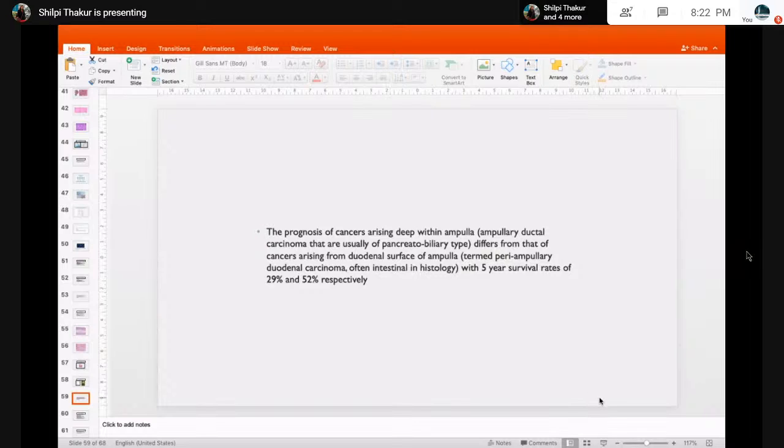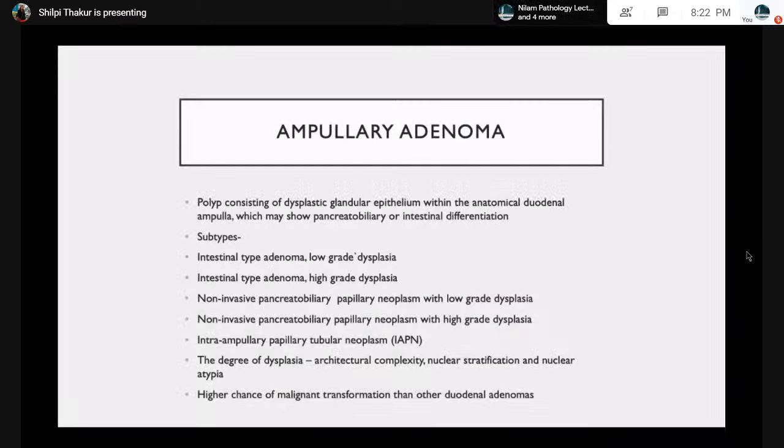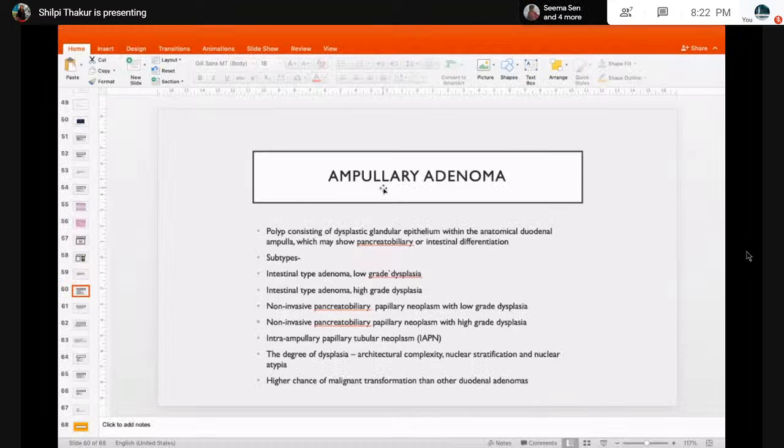So we need to know whether the tumor that we are seeing is from the ampulla or from the periampullary region. So most of the time, if it is not an adenocarcinoma, we can find that it is an ampullary adenoma. So ampullary adenoma can arise from that area, which is a polyp, which consists of dysplastic glandular epithelium, and it is within the anatomical or duodenal ampulla, and it can show either pancreatobiliary or intestinal differentiation. So it is a polyp, and it will have dysplasia. It will be present in the ampulla and can show either the pancreatobiliary or intestinal differentiation.